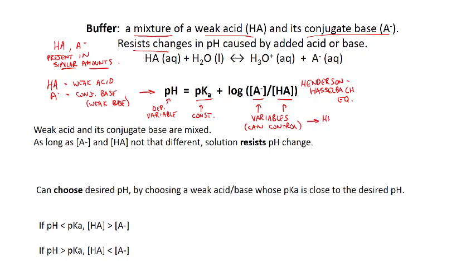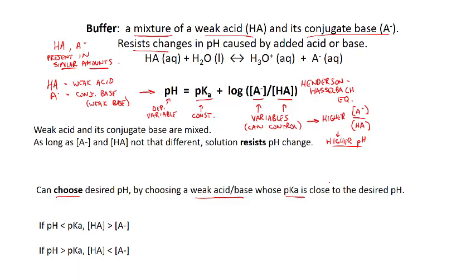So what this means is that if we have a higher ratio of conjugate base to conjugate acid, then that means that we are going to have a higher pH. Now, typically the way this works in a lab setting is you can choose the pH that you want, and the way that you would do this is by choosing a weak acid or a base pair whose pKa is close to the pH that you want. And the reason that that works we'll get to on the next slide.